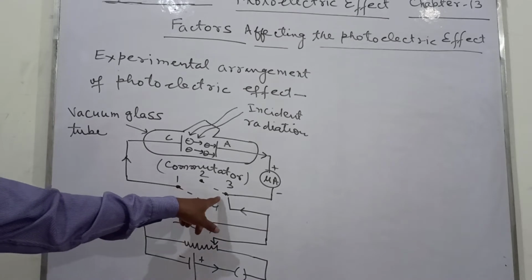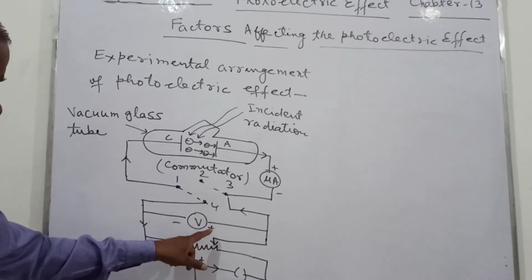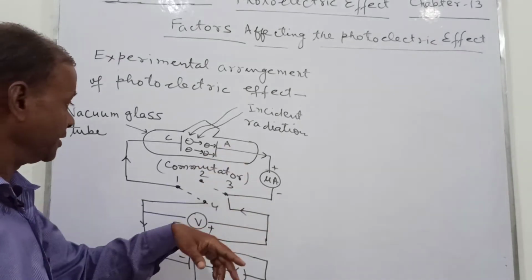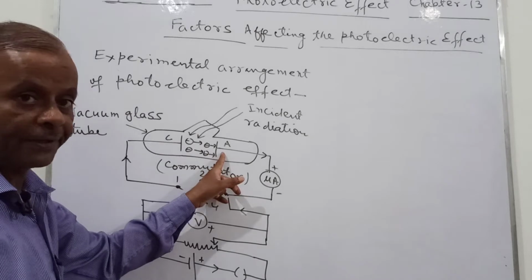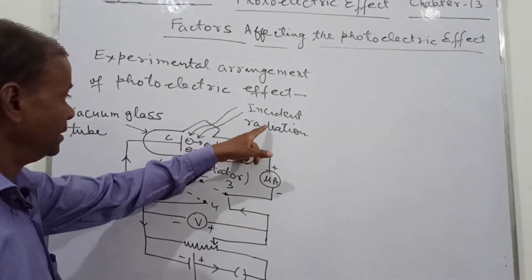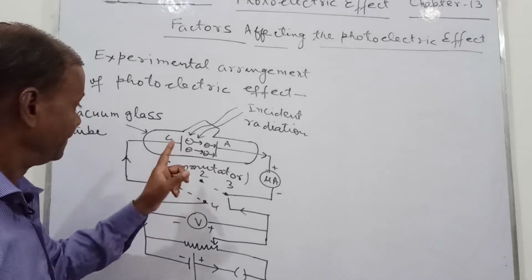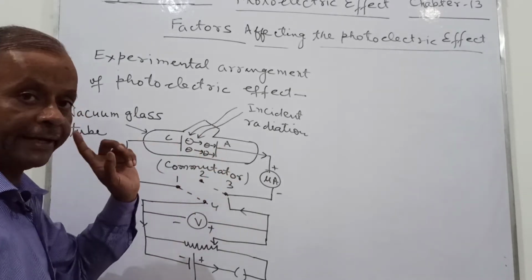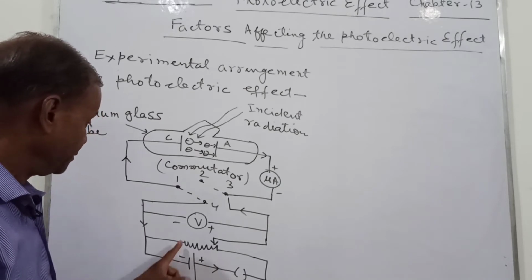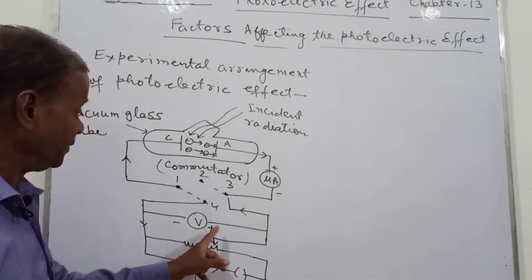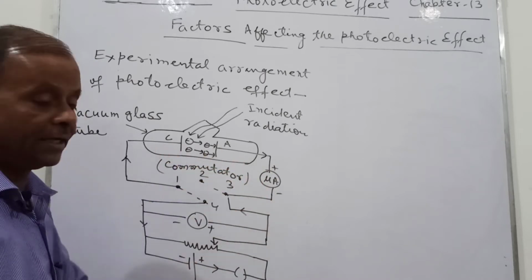Here we have used the commutator so that the potential can be varied and made positive or negative. This cathode is a metal plate, this anode is also a metal plate. The radiation is allowed to be incident on the cathode, not on the anode. And this is the key, and this is the voltmeter applied in parallel with the anode and the cathode.